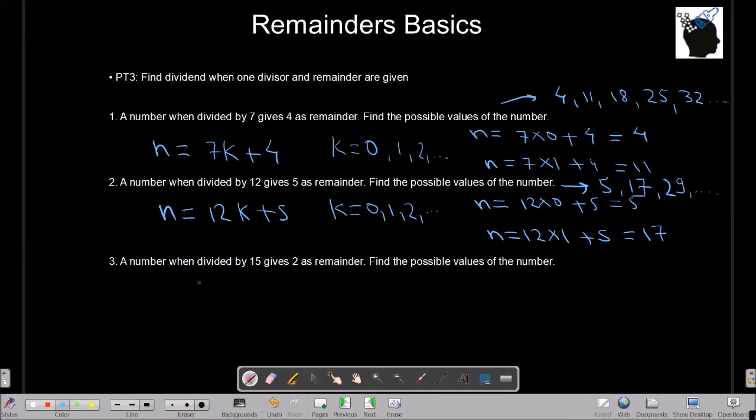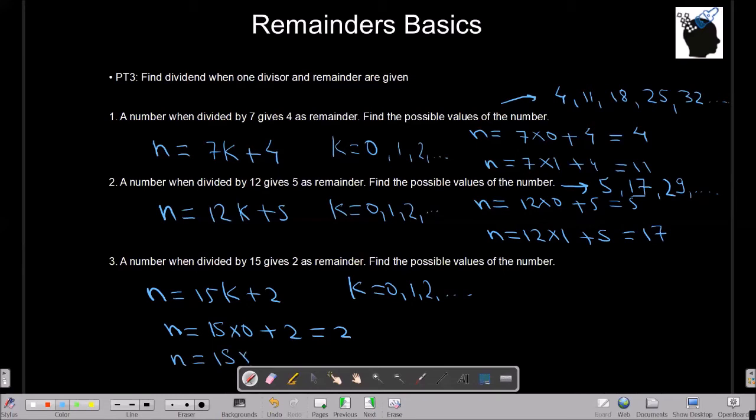Let's try the last one. A number when divided by 15 gives 2 as remainder. So we can write the number as 15k plus 2. K can take values from 0, 1, 2 and so on. Putting k is equal to 0, the value of n will be 15 into 0 plus 2, which is nothing but 2. Putting k is equal to 1, n will be 15 into 1 plus 2, which is 17 and so on. So the possible values of the number will be 2, 17, 32 and so on.